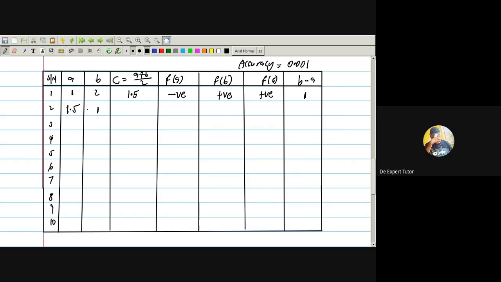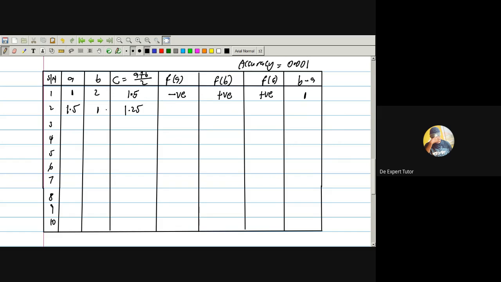You can put 1 here and 1.5, no problem. Let me explain this part again. After picking your C, how do you know the next number to put here? Remember that we must have different signs. Check which gave you the opposite sign to F of C. My F of C was positive, so I look at the one that is negative. F of A is negative, so I'm picking A. If I bisect these two, 1.5 plus 1 is 2.5, divided by 2, we have 1.25.